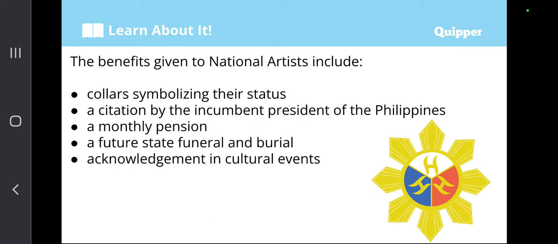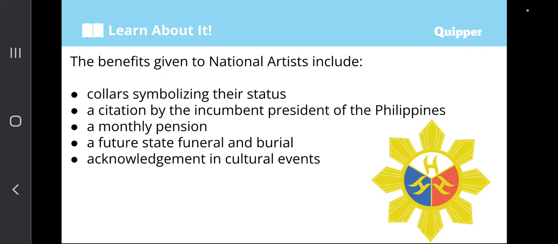Now, what are the benefits given to national artists? First is colors symbolizing their status. Meaning to say, wherever they go, they are acknowledged or they are recognized as national artists because na sila ilhanan, na sila symbolism ni ana, which are colors.